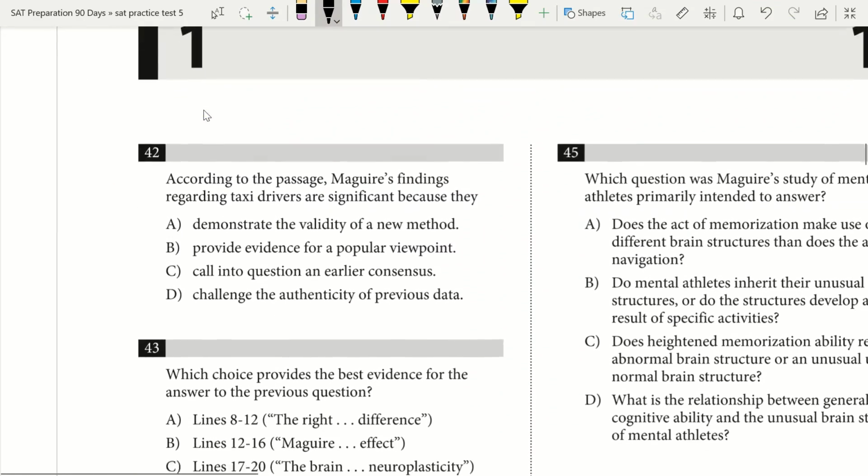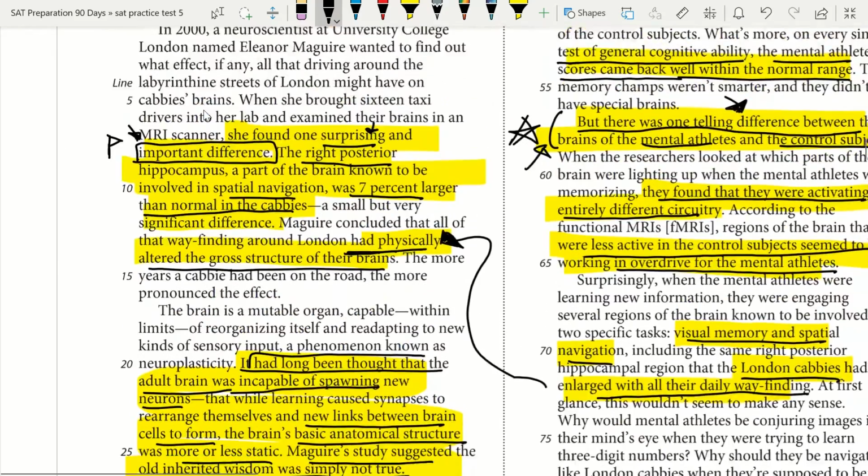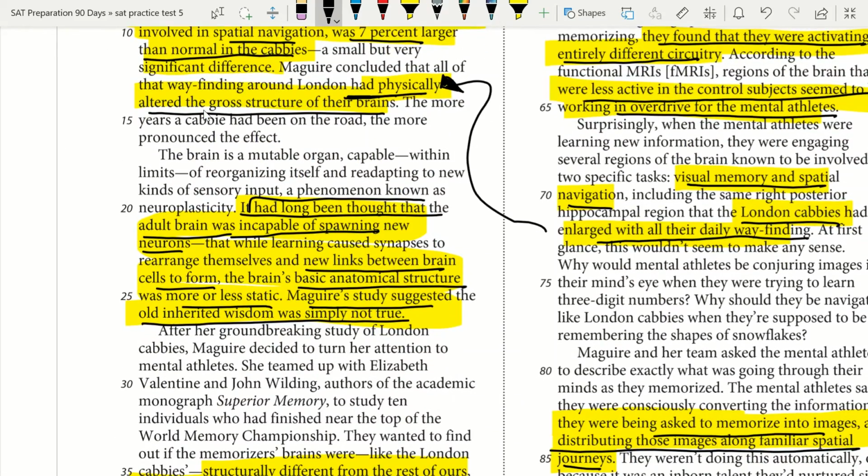All right, so we got question 42. Let's get started. So we have, according to the passage, McGuire's findings regarding taxi drivers are significant because they do what? If we think about why the information on taxi drivers is contained in the beginning, why is it significant? Well, if we take a look back, we actually highlighted why it's significant. Because it had previously been thought that the brain was not capable of spawning new neurons. I'm going to put this in blue so you see where I'm talking about.